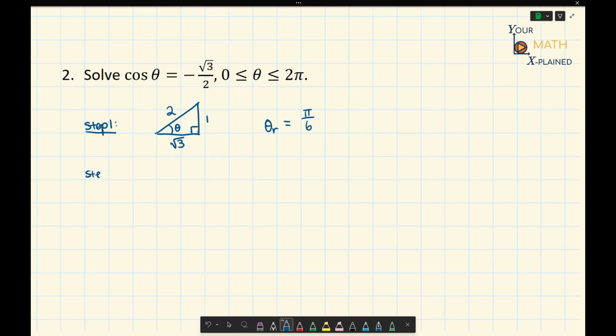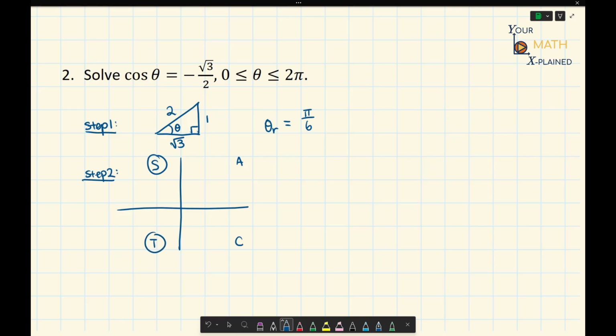So now step 2, we're going to draw our x and y axes, and then we're going to label our quadrants. So this is going to be A, S, T, and C. And now we can see that because cosine theta is a negative number, that is going to be either in quadrant 2 or quadrant 3.